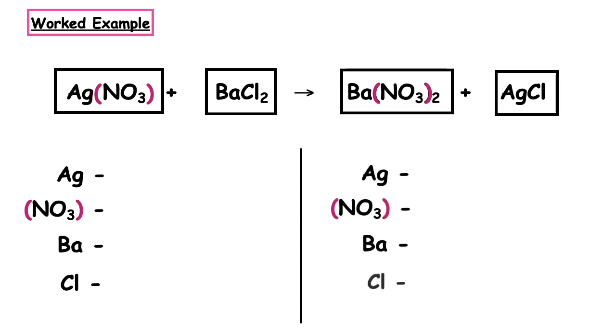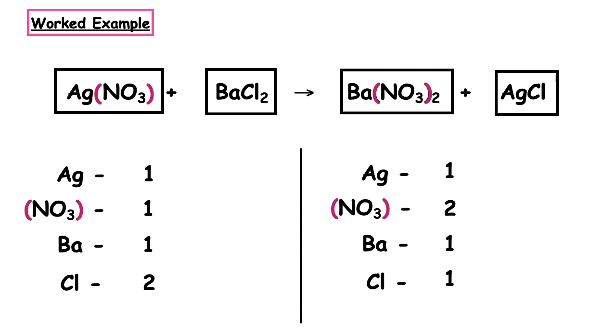How many silvers do we have on the left? We have 1. How many nitrates do we have? We have 1. There's no number directly after the bracket. How many bariums do we have? We have 1, and chlorines we have 2. On the product side, how many silvers do we have? We have 1. Nitrates, this time we have 2. There is a little 2 after the bracket found on the right hand side of the page. Barium we have 1, and chlorine we have 1.